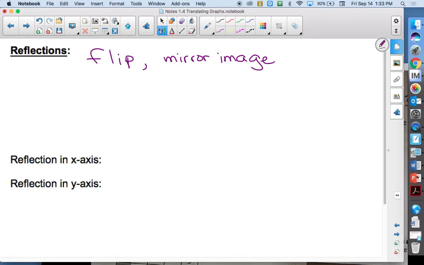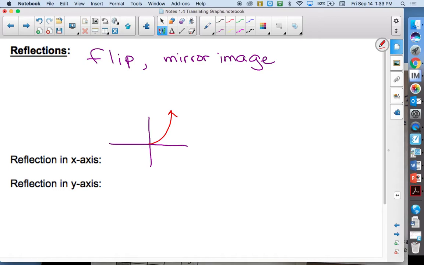So underneath it talks about two different types of reflections. We're going to reflect over the x-axis. We're going to reflect over the y-axis. We could reflect over the origin too if we wanted, but we'll just look at reflecting over these two things. So for a reflection on the x-axis, since there's some space up here, we might as well draw ourselves just a tiny little graph.